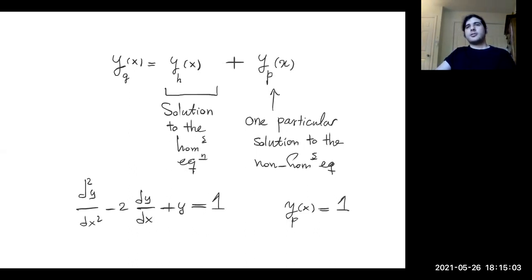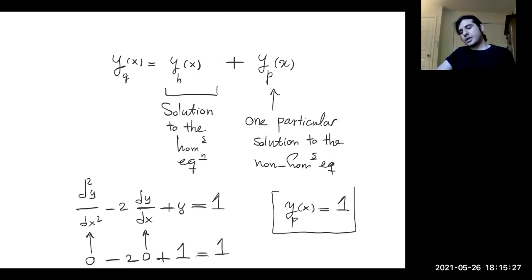That's just one, right? Suppose y is equal to 1, just a constant function 1. The second derivative of the constant function 1 is 0. The derivative of the constant function 1 is again 0, plus 1 times y, which is just 1, and the result would be 1, right? So this function is a very specific function, just one solution of this equation.